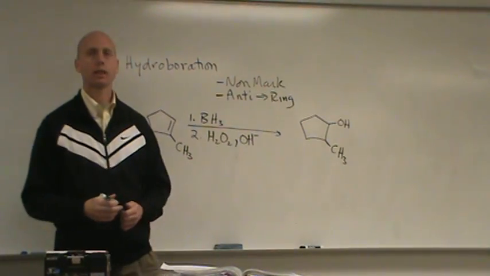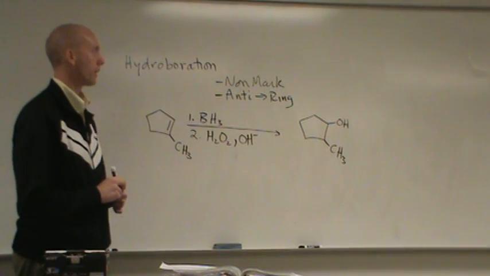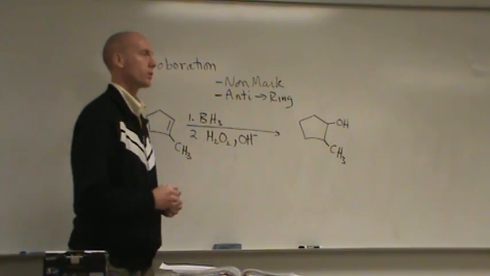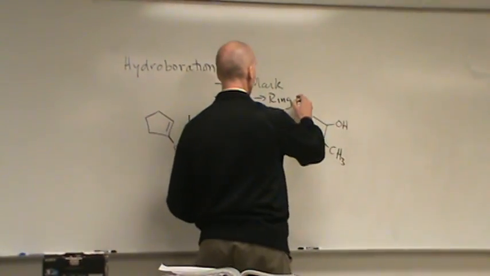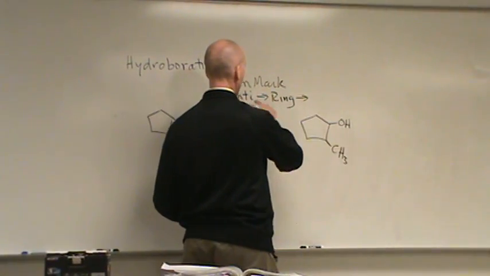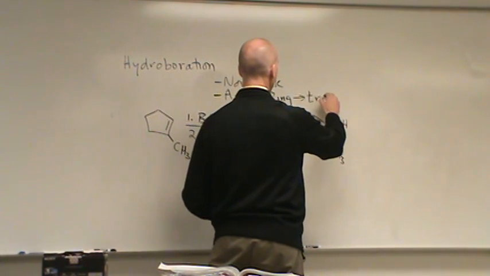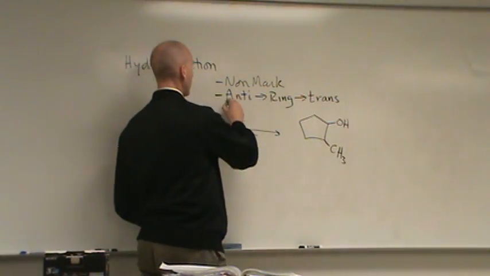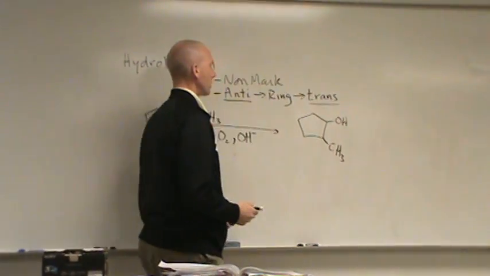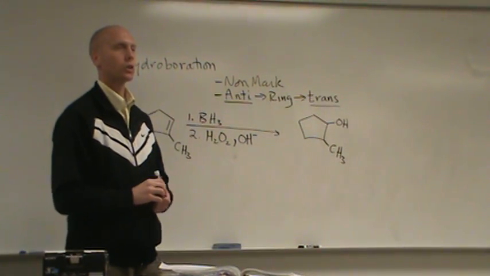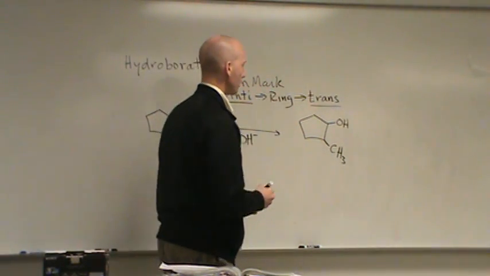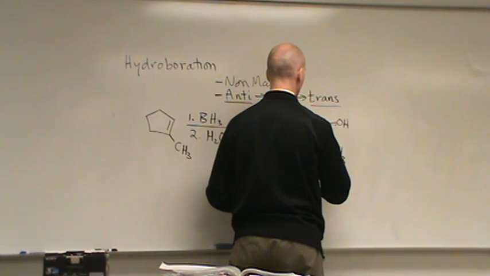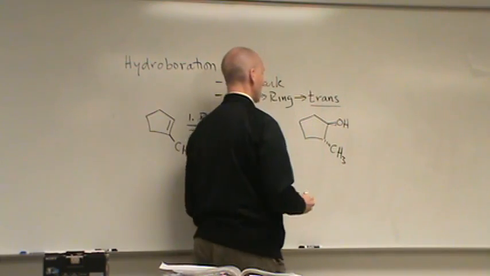display itself in the ring if we had a double bond in the ring. And the way it will display itself is what? Cis or trans. It's anti. It'll be trans. Okay? So anti-addition in rings will show up as trans. So I can't leave the molecule like this. I've got to show you the trans product. Like that.